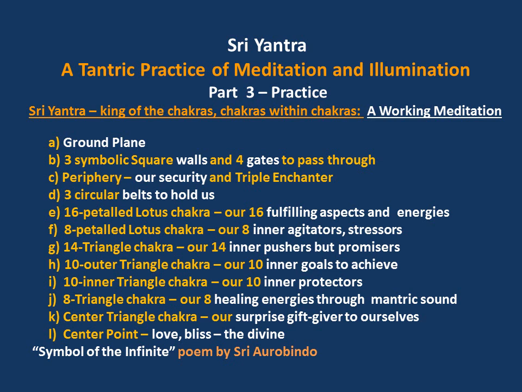and stressors, very important, and then the triangles, 14 inner pushers but promisers, 10 inner goals to achieve, the inner protectors, 10 also, and 8 healing energies through mantric sound, mantras, and the center triangle, chakra, our surprise gift giver to ourselves, and we'll end up with the center point, love, bliss, really the divine. And finally, Symbol of the Infinite by Sri Aurobindo, a poem.